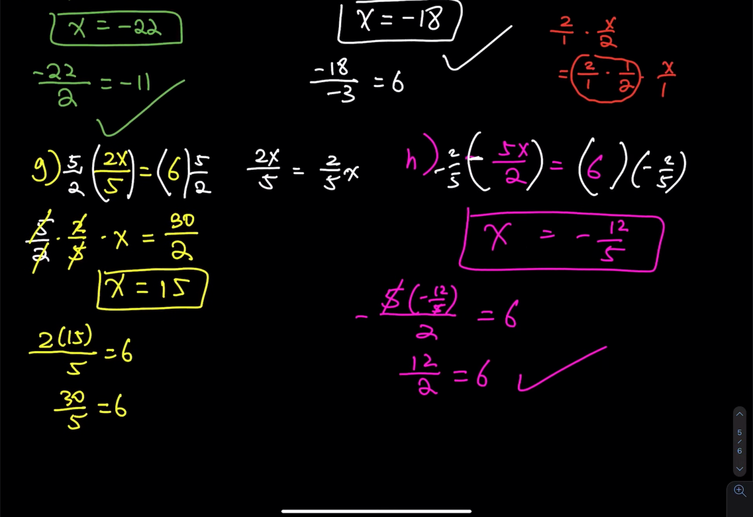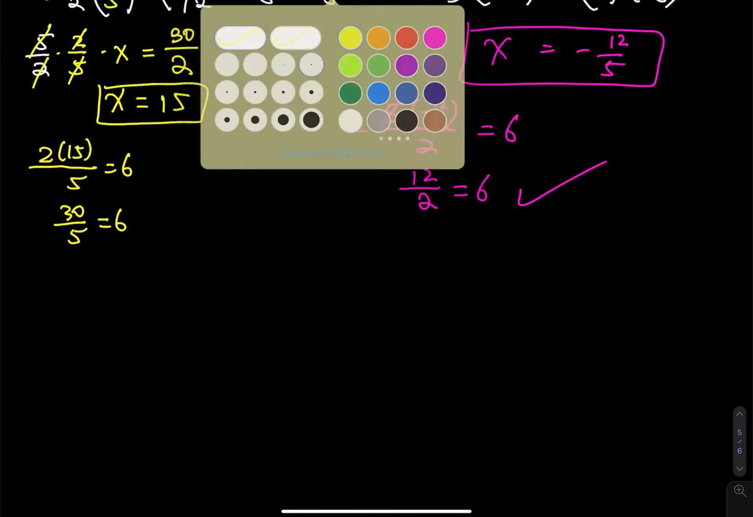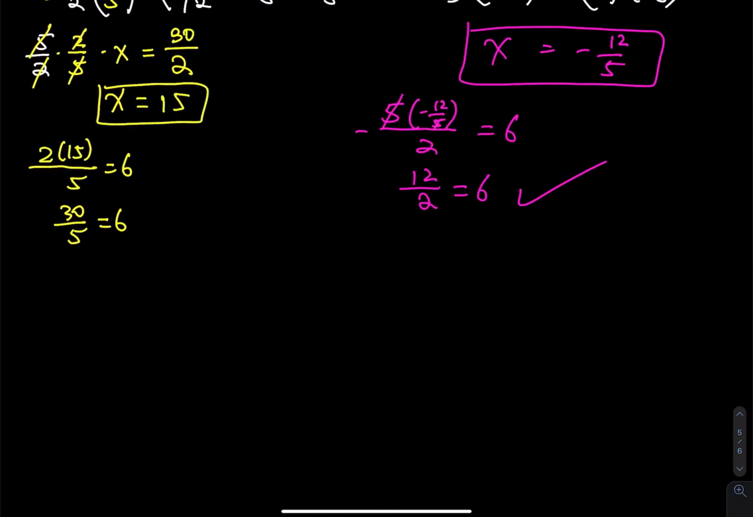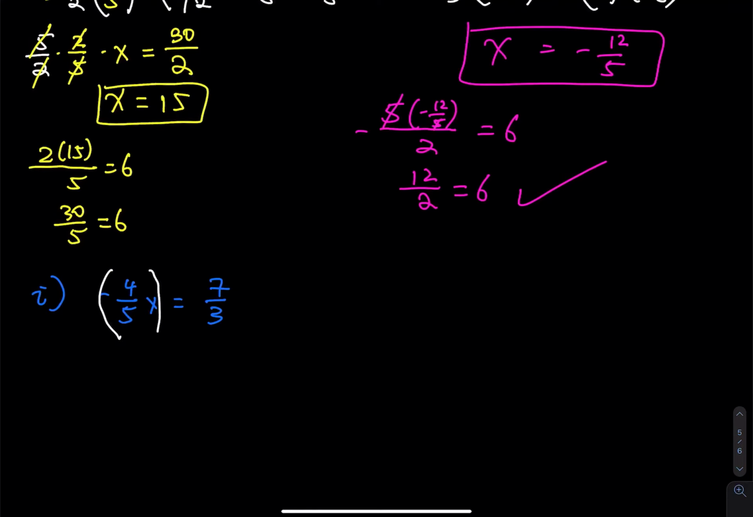And then we have 4 problems left. The next one is, let's use blue, I, that is negative 4 over 5 times x equals 7 over 3. So we have a fraction on both sides. In this type of problem, we follow the same strategy. I will multiply the reciprocal of the coefficient.